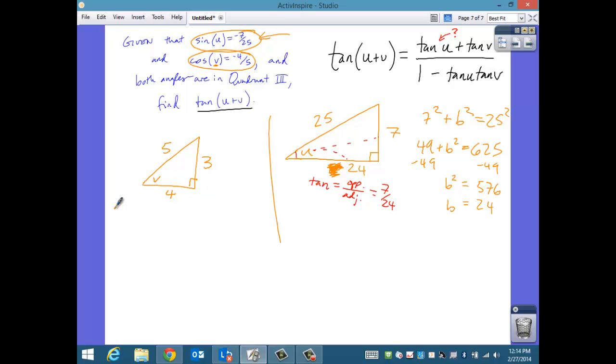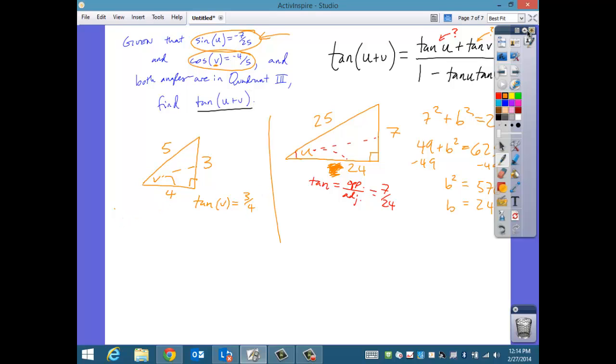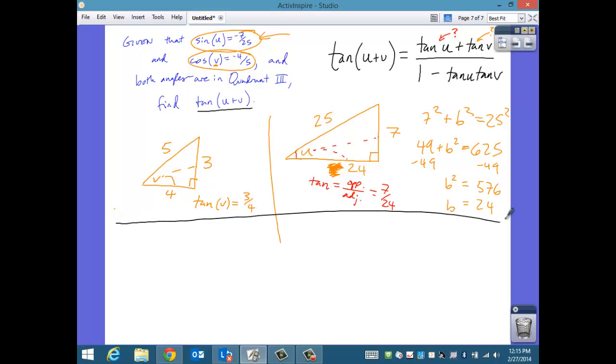So again, we want the tangent. We want to know what this is. What is the tangent of v? Tangent is opposite over adjacent, which is 3/4. Now we have everything we need to go ahead with the plugging in. So we're going to use this formula right here, and now I'm going to say tangent.